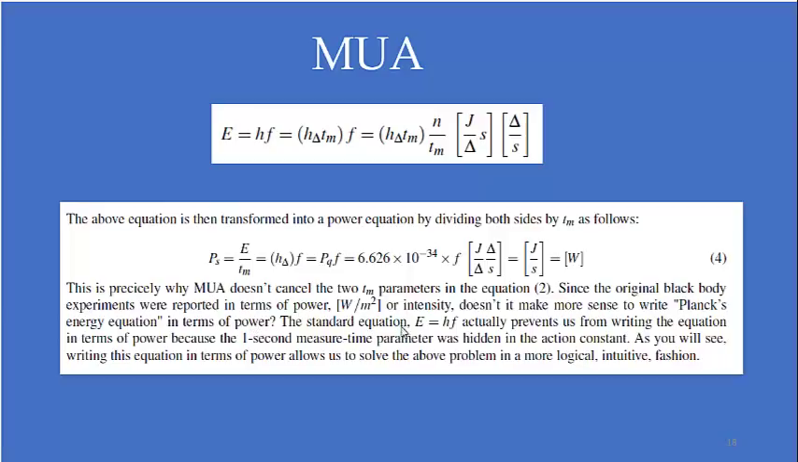The standard equation, E equals hf, actually prevents us from writing the equation in terms of power because the 1 second measure time parameter was hidden in the action constant. As you will see, writing this equation in terms of power allows us to solve the above problem in a more logical and intuitive fashion.